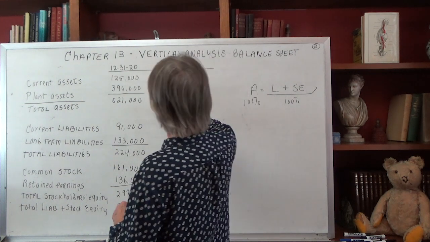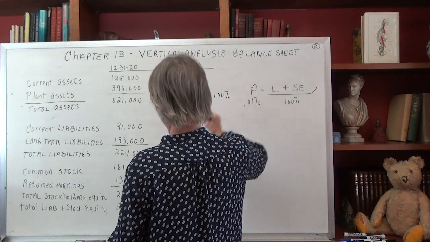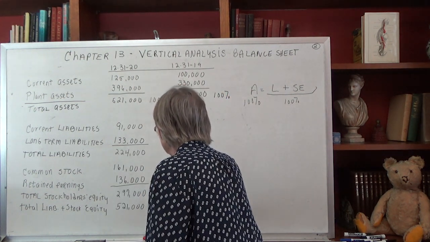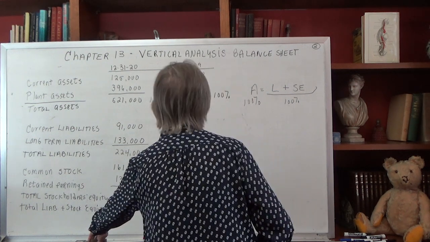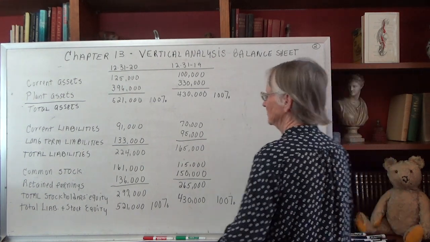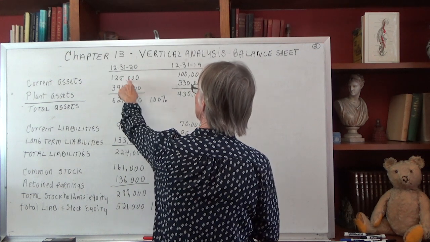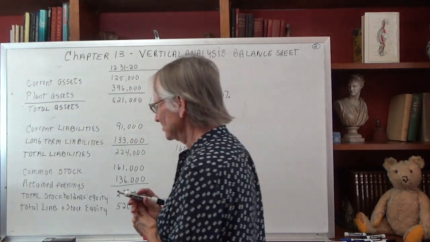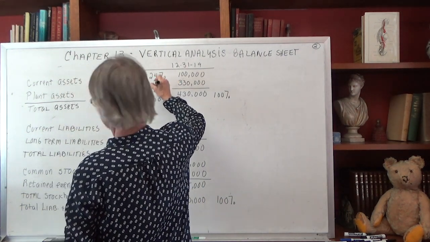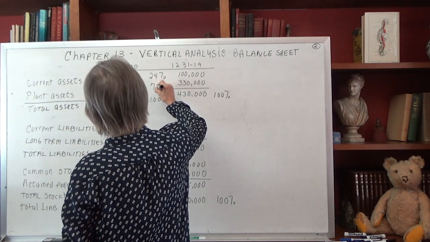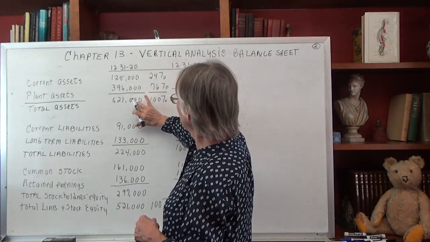So total assets are going to be 100% for both years, and our total liabilities and stockholders' equity are going to be 100%. And everything is going to be stated in terms of those numbers. So basically, you're going to divide everything by 521. 125 divided by 521. And so you can see that that's going to be 24% and 76%. So you're going 125 divided by 521, 396 divided by 521.